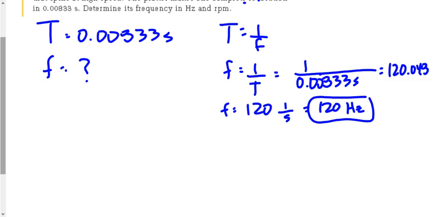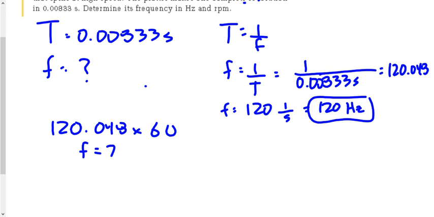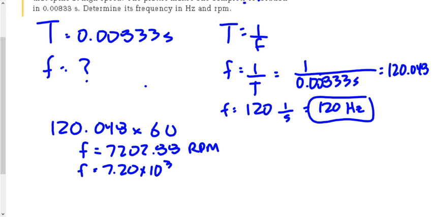So that's what we're going to do. 120.048 times 60 gives me a frequency of 7202.88 RPM, rotations per minute, or we're going to round that to 3 digits, 7.20 times 10 to the 3 RPM.